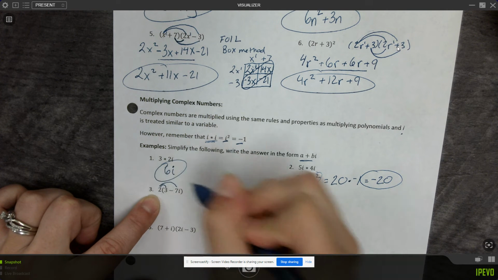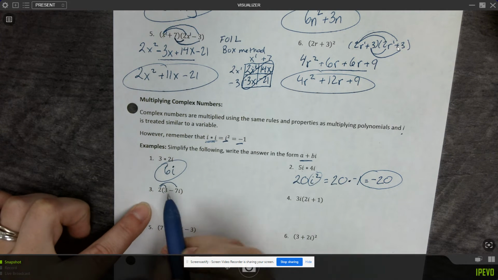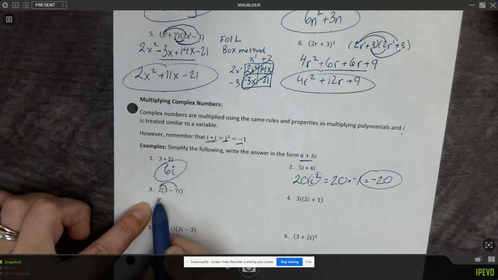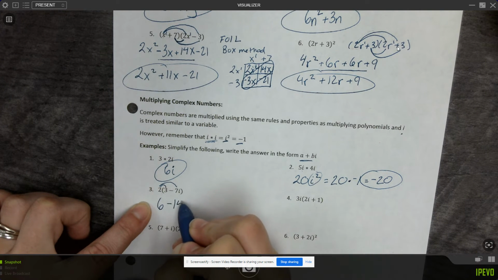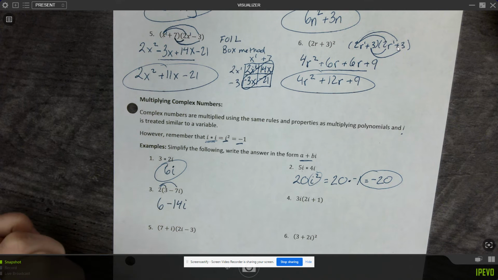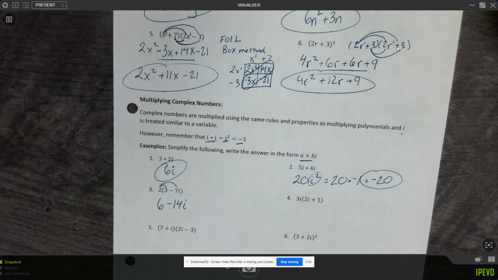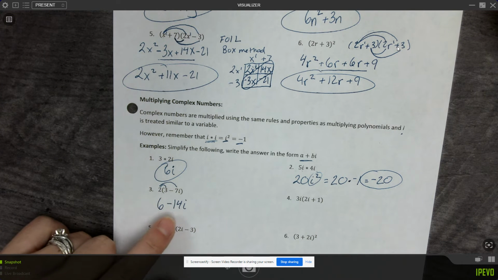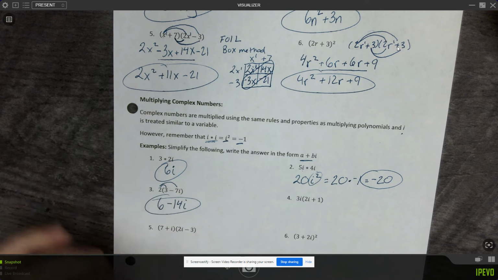Distributing on the next one. Distribute that 2 to both of those. 2 times 3 is 6. 2 times -7i is -14i. I have no like terms. I don't have any i squareds. I am in the form a plus bi. There is your answer to that one. Pretty simple.